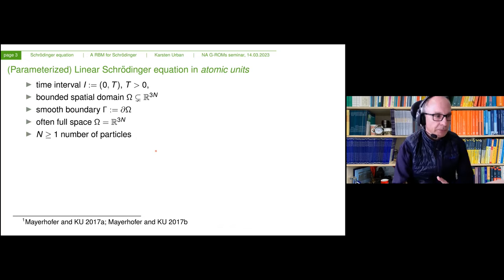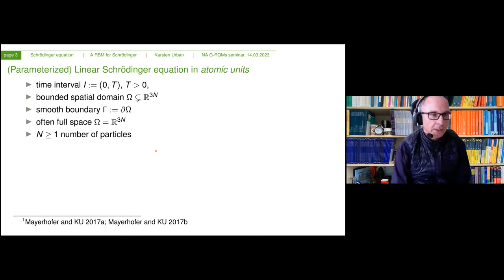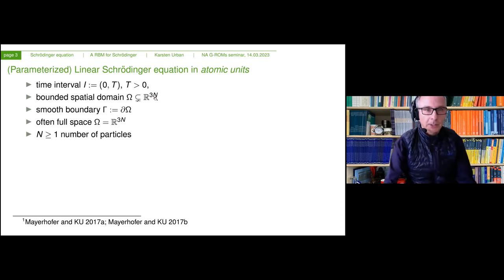And of course, if you have questions in between, please feel free to interrupt me, just unmute yourself and ask questions. I consider a finite time interval. Sometimes T might tend to infinity, but typically the final time T here is finite. We look at a bounded domain in space, which is in R^{3N}. N is the number of particles, so that this might be comparably large.